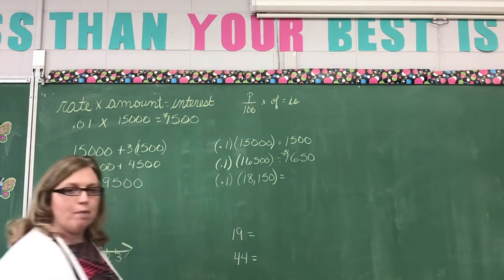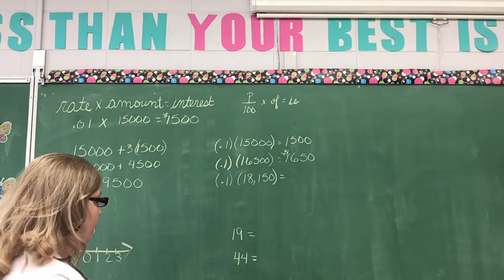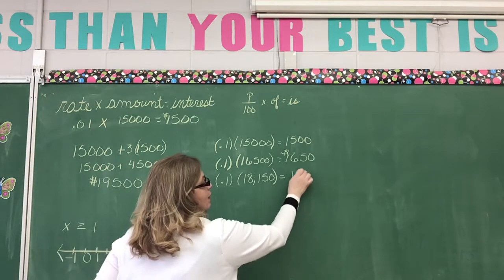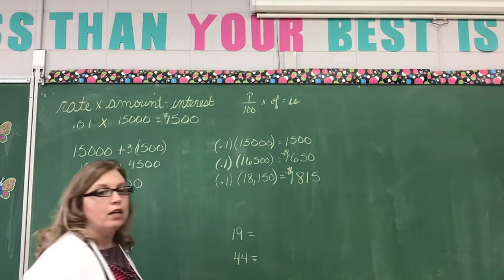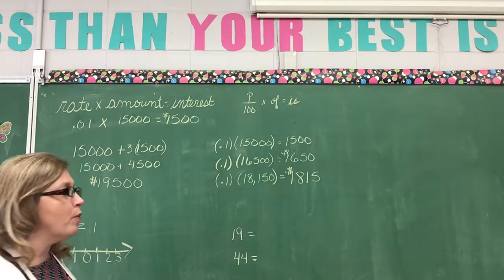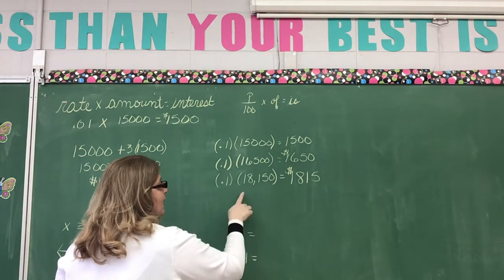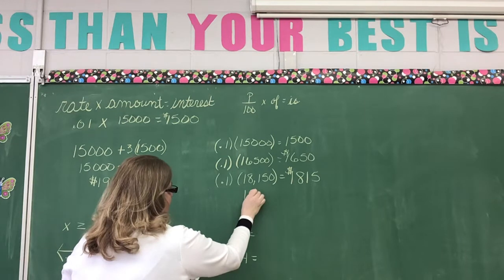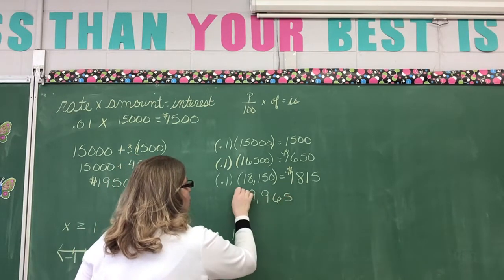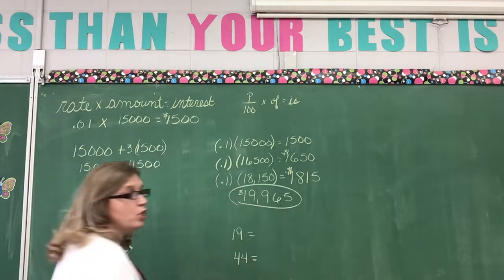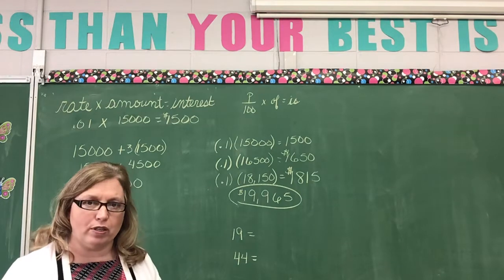$18,150. How much interest will he earn on $18,150? He will earn $1,815. Okay? Now, at the end of the third year, we're going to add that in because we're going to have this. We're going to add it right back in, and he's going to get $19,965. That is what he would have if the account was compounded interest.